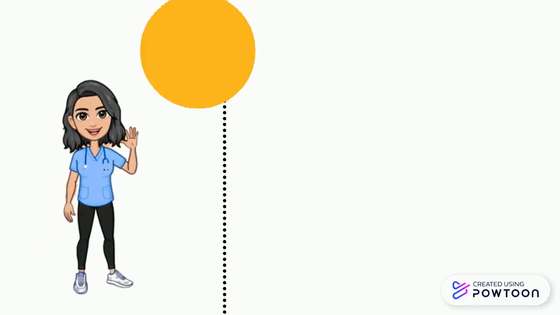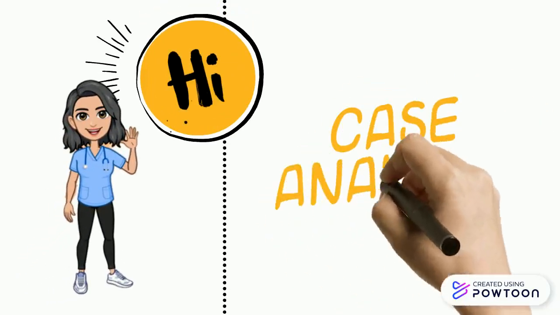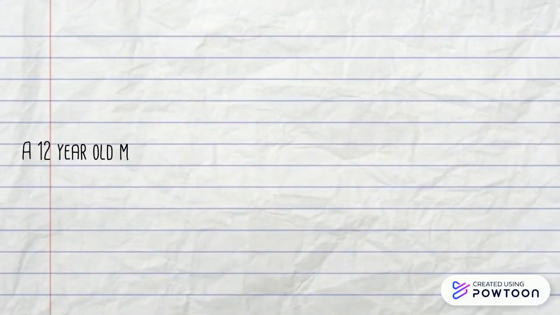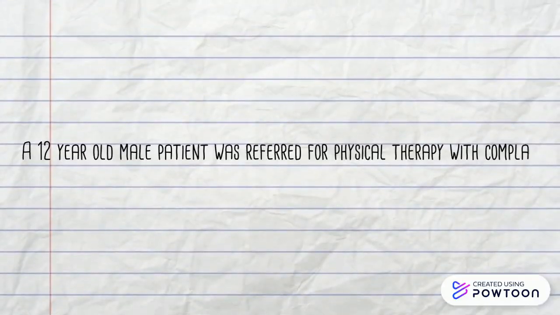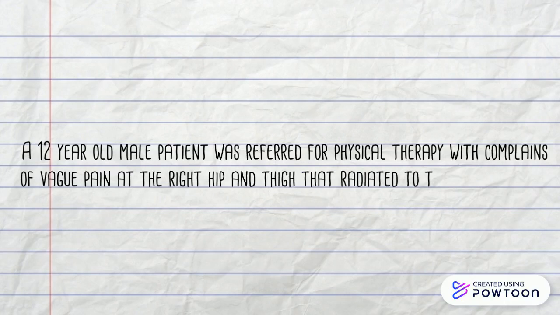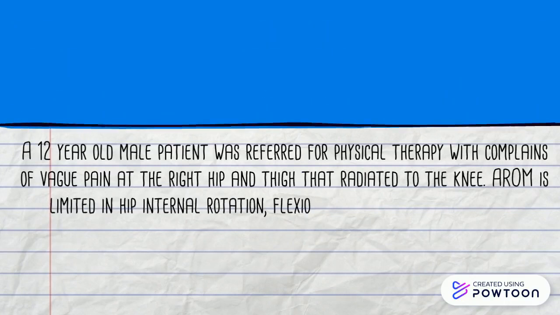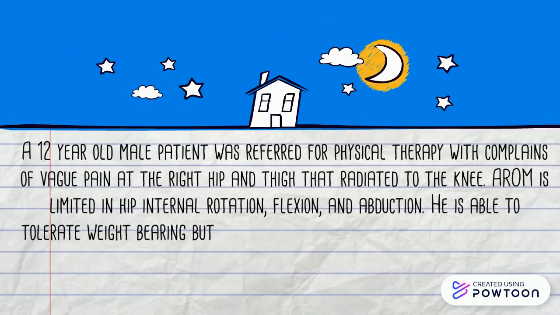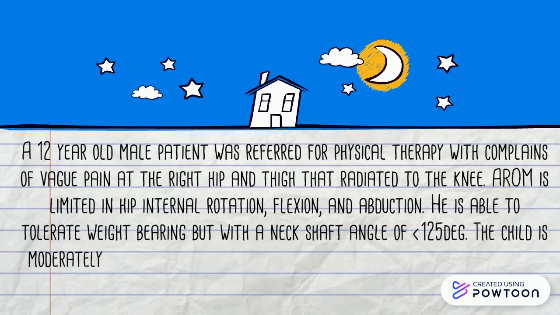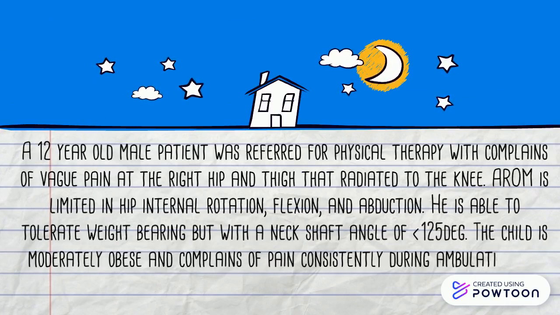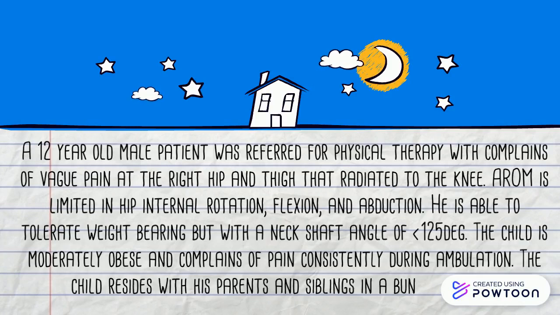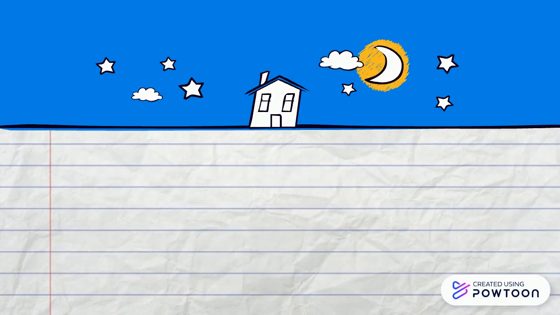Hi, for today, we will be talking about case analysis. This is the case of a 12-year-old male, moderately obese, with complaints of vague pain in the right hip and thigh that radiates to the knee, has pain during ambulation, has limitation of range of motion on the right hip in flexion, abduction and IR, and is able to tolerate weight bearing but with less than 125 neck shaft angle.